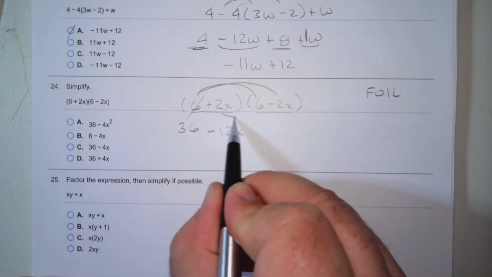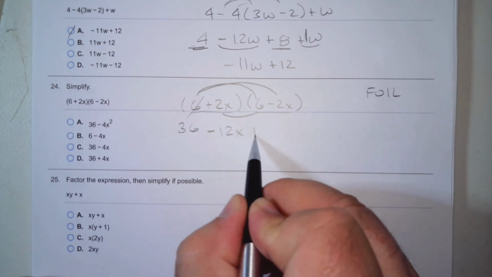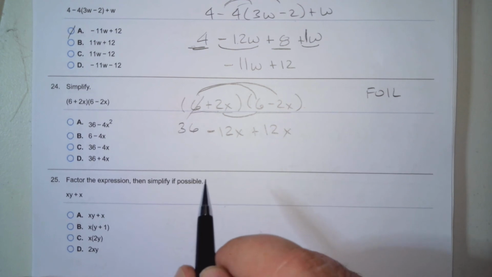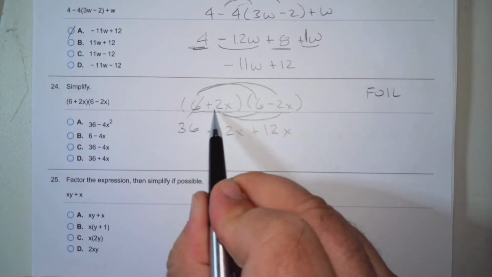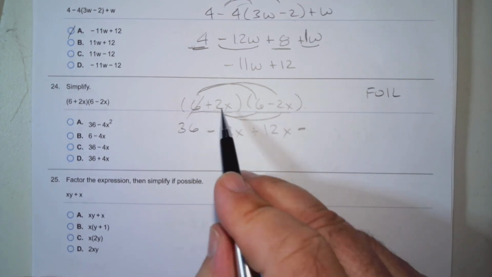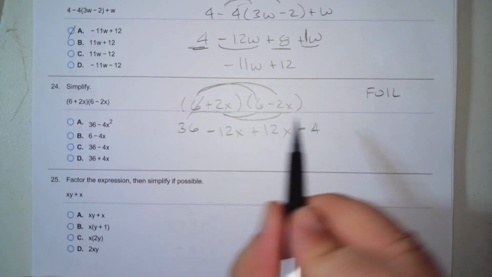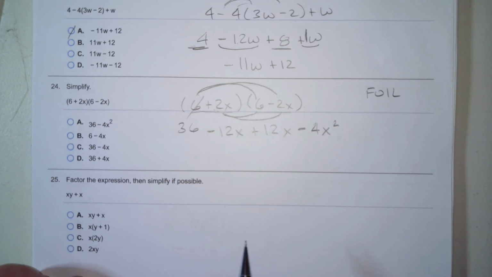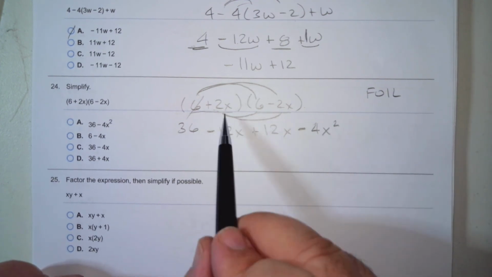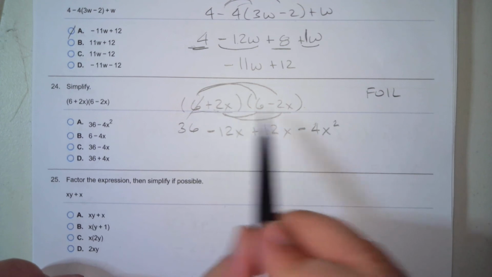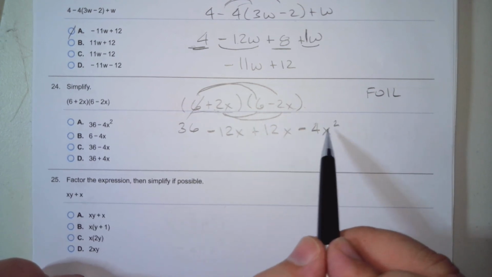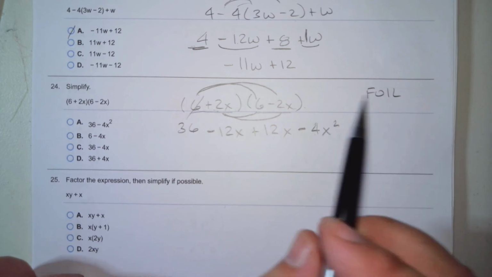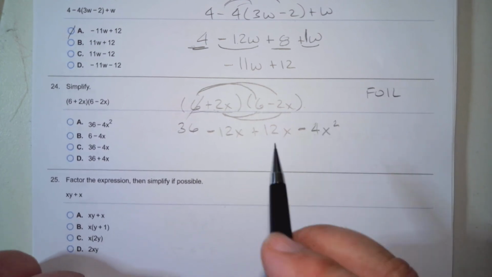Now, the next one. Positive positive is a positive. 2 times 6 is 12x. Positive times negative is a negative. 2 times 2 is 4. x times x is x squared. Whenever you multiply or divide terms, it changes the coefficient and exponents. Whenever you add or subtract, it only changes the coefficient.